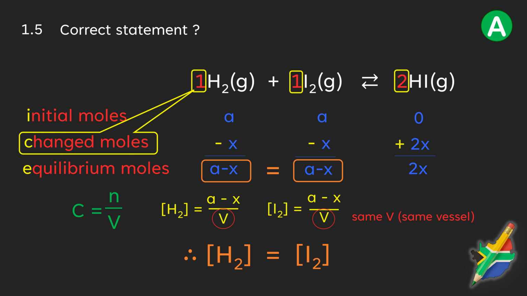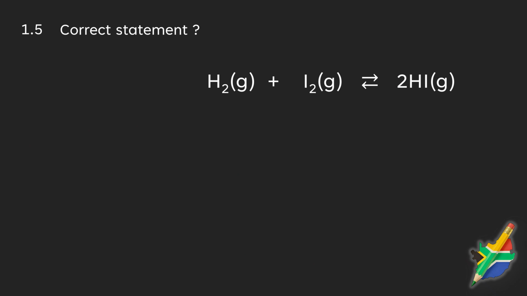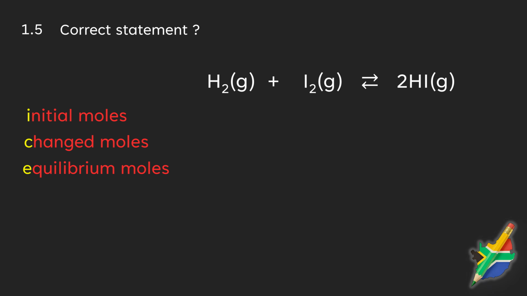Question 1.5. Here we need to compare the concentrations of the species at equilibrium. This is the equilibrium reaction. To determine the relative concentrations of the species at equilibrium, we can use an ICE table, where I is the initial moles of each species, C the changed moles, that is the moles of each species either used up in the reactants or produced in the product, and E is the number of moles present at equilibrium.